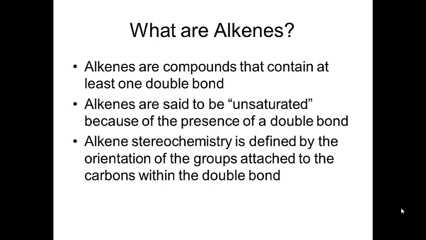What that means for an alkane, which is saturated, is that every carbon in the chain is linked together by a single bond, and all of the other bonds to carbon are hydrogen bonds. And so something that's unsaturated contains at least one double bond. All right, we are also going to talk in this video about alkene stereochemistry. What that simply means is the way that the groups are oriented around the double bond. And we'll get to that in a second.